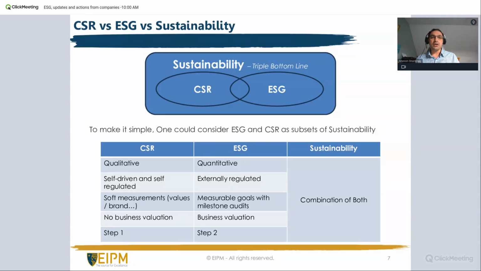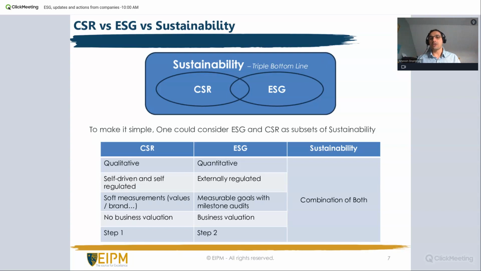Okay. Now, if we consider sustainability like a superset, to make it simple, one could consider ESG and CSR as subsets of sustainability. Okay, so we know about sustainability.